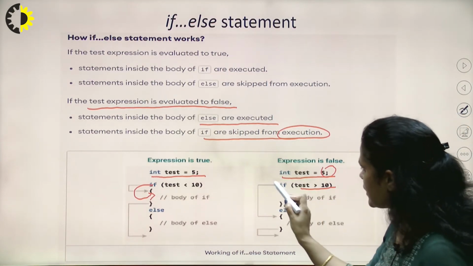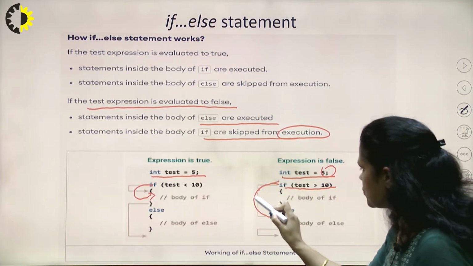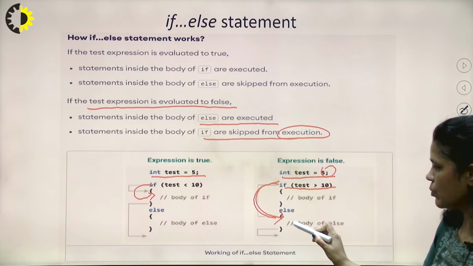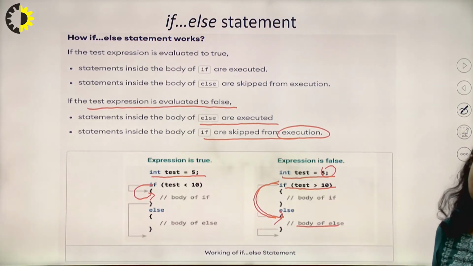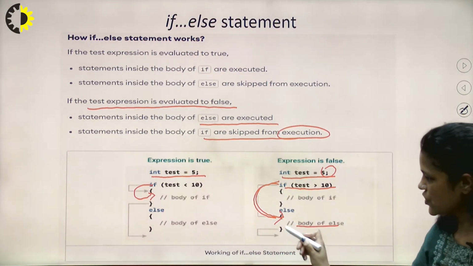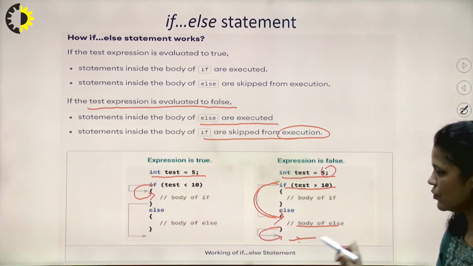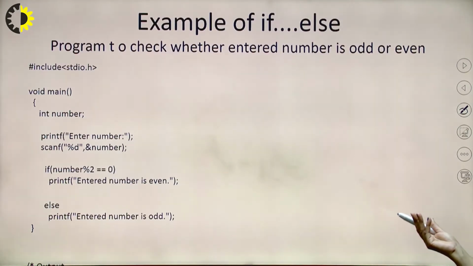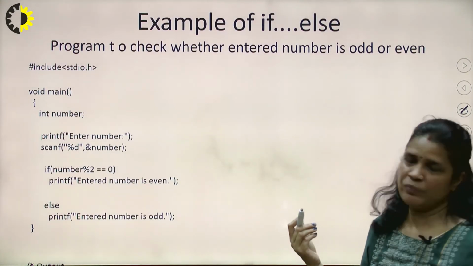So what is happening? After checking the condition, compiler's control will come here at the else part, right? And the body of the else will be executed. If statements are written here, they will be executed, right? And after finishing these statements, compiler's control will come here, and the next statements, whatever are written here, will be executed. Okay. So this is the example of the if-else.